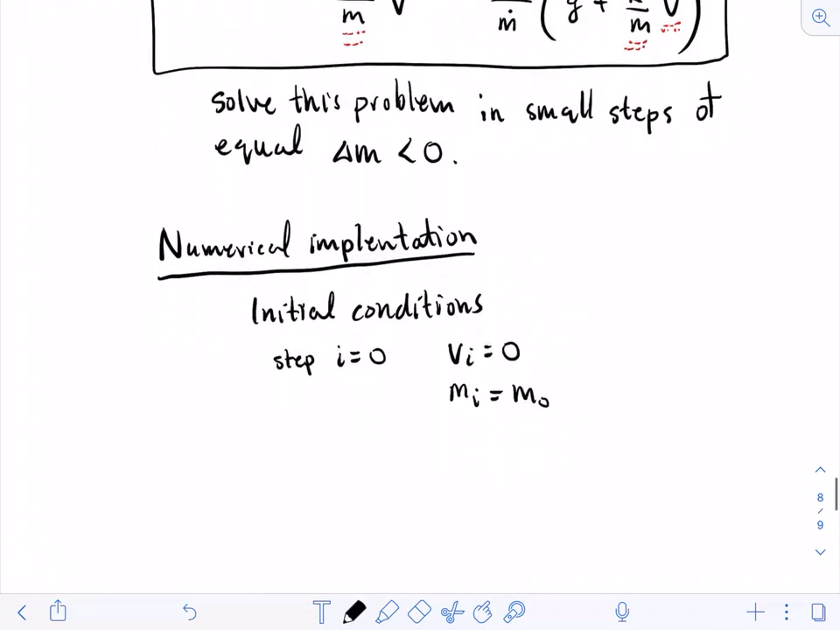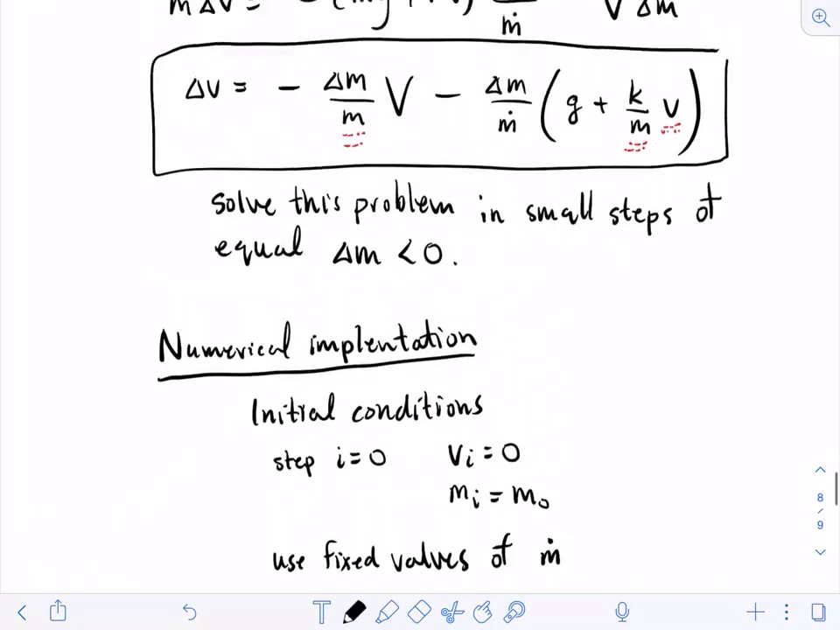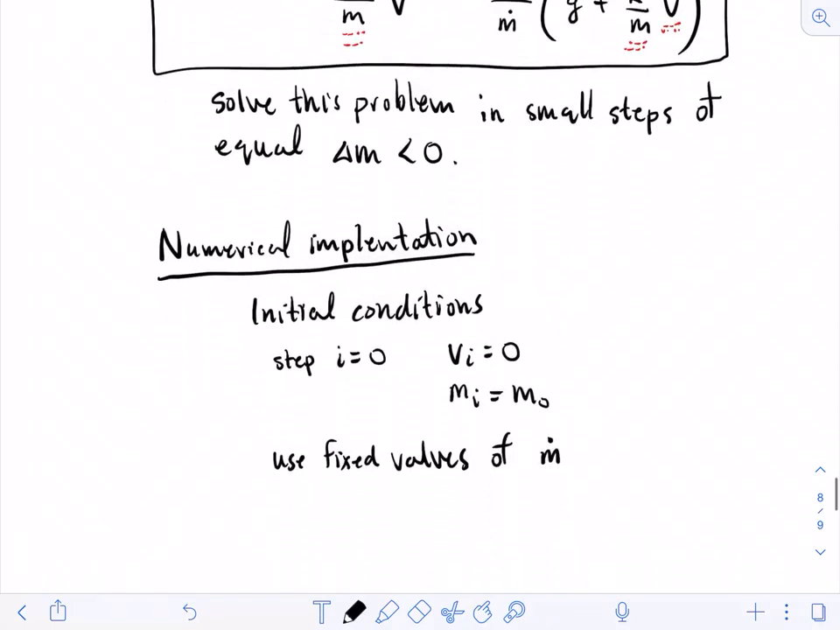We're also going to use fixed values of m dot, the rate that we burn the fuel, and we'll use a fixed value of v, the relative velocity of the ejected exhaust. And in fact, maybe it's worth mentioning that we're going to use a fixed value of the drag coefficient, k, and a fixed value of the gravitational field, g.